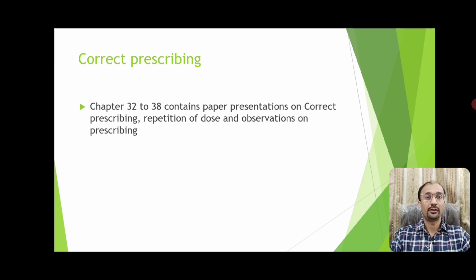Next, chapters 32 to 38 are articles on correct prescribing, which contain the guidelines regarding the prescription, repetition of dose, and how we are going to observe after the correct prescribing.